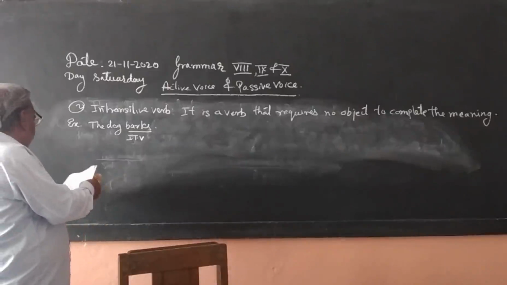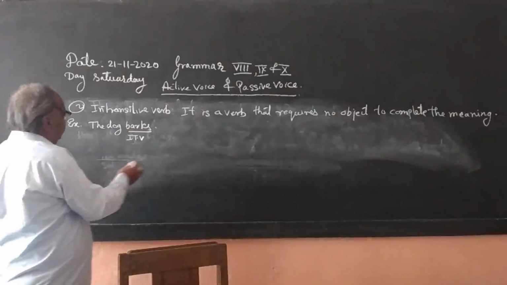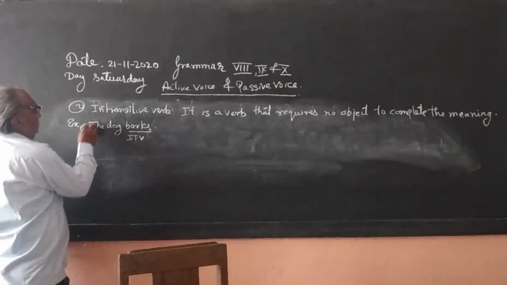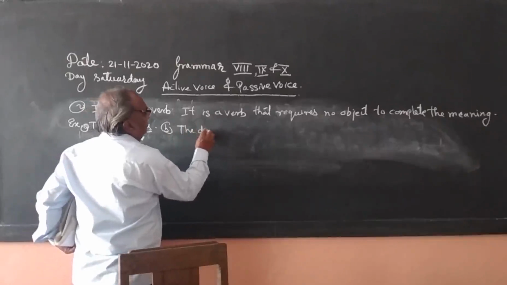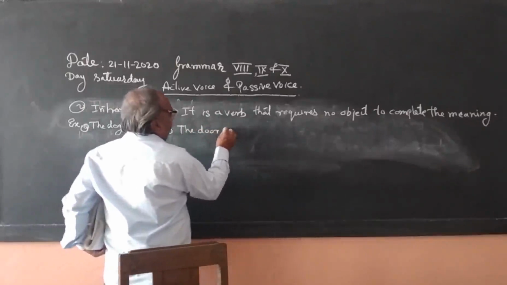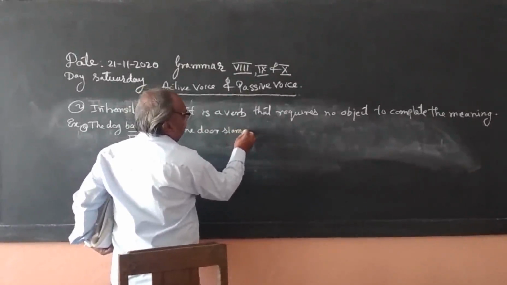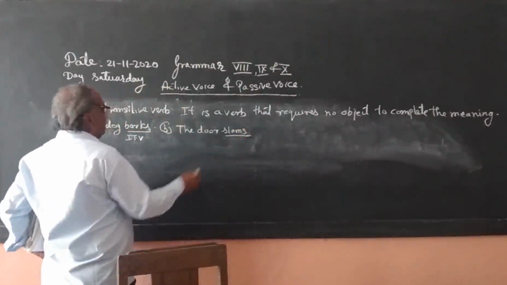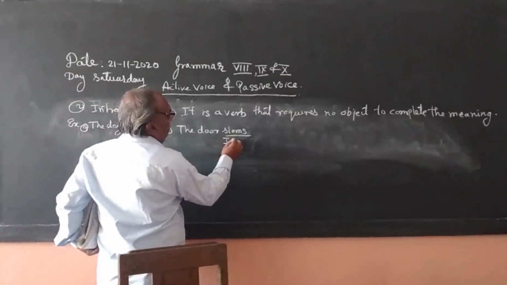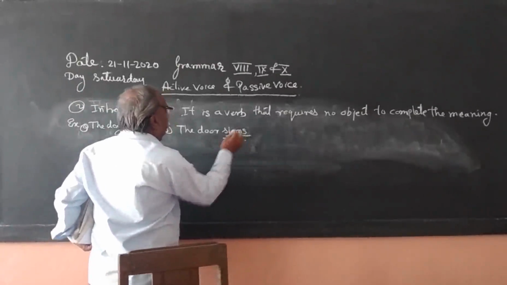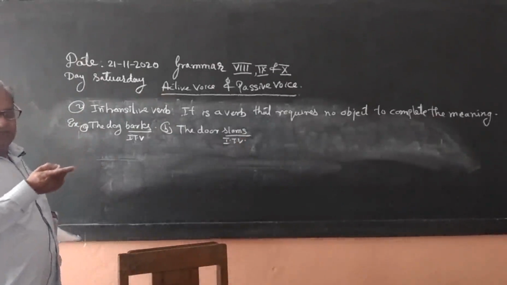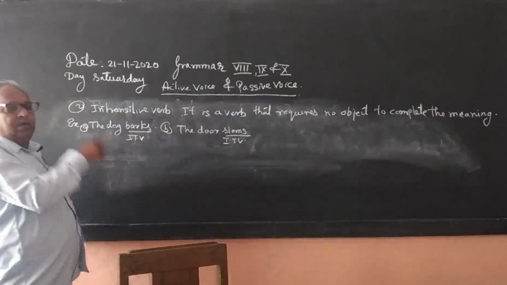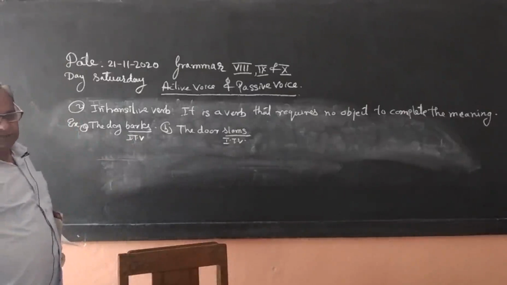Second example we may come across. The door slams. Slams, this is also intransitive verb. Here, we cannot convert this sentence into passive voice. It is neither in active voice nor in passive voice.